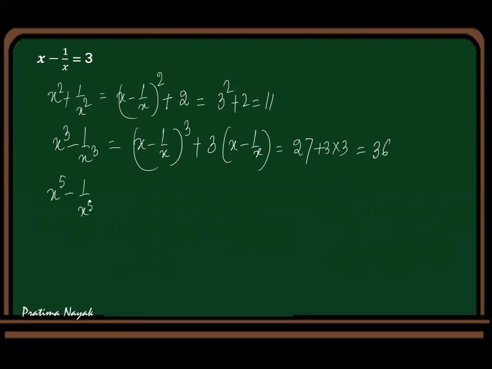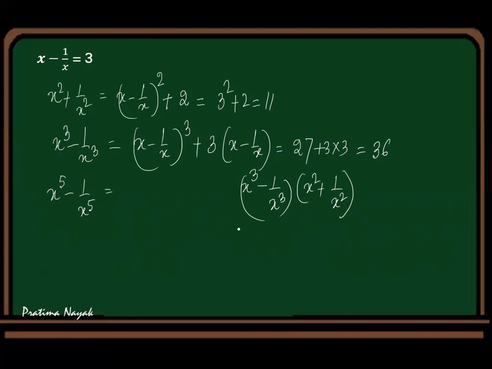Next I am coming to x to the power 5 minus 1 by x to the power 5. In many competitive examinations, this question is asked. So how to find it? We get it by this expression: (x cube minus 1 by x cube) into (x square plus 1 by x square). We start from this expression.